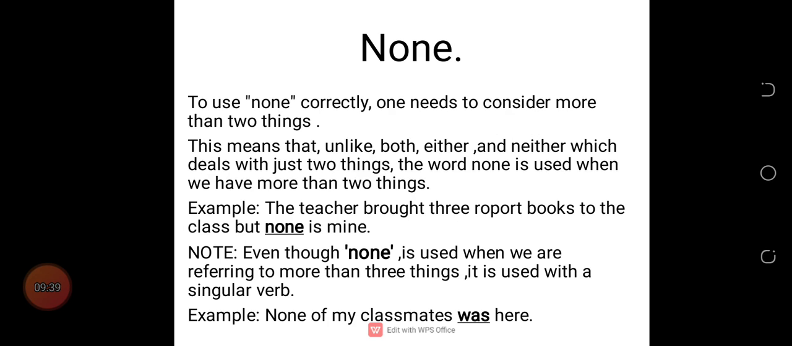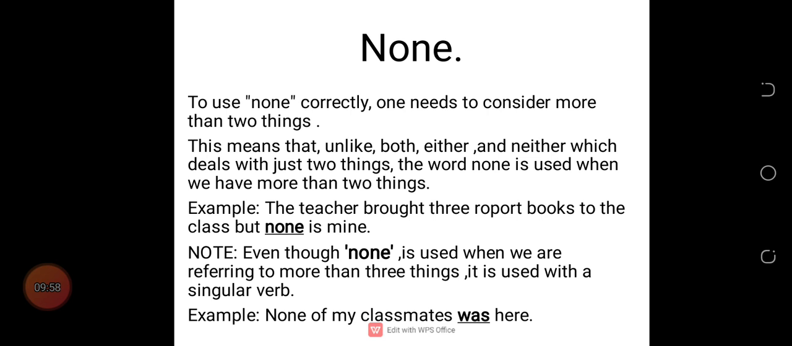Now let's look at none. To use none correctly, one needs to consider more than two things.